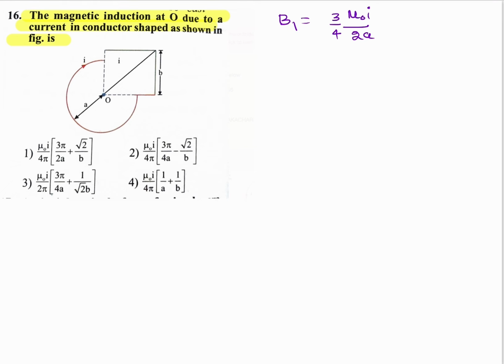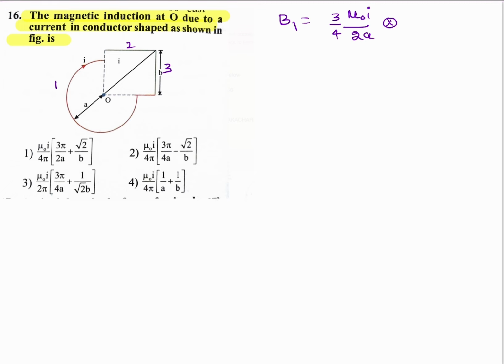And one more thing, the direction of the magnetic field we have to find by using the right hand thumb rule. We curl our four fingers along the direction of the current, and our thumb indicates the direction of the magnetic field at its center. At its center the direction of the magnetic field will be inwards. So this is the first segment, this is the second segment, and this is the third segment.